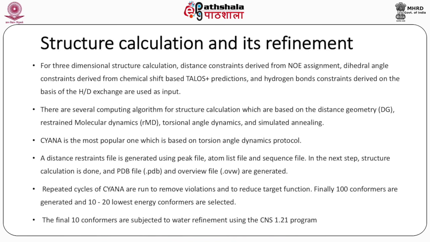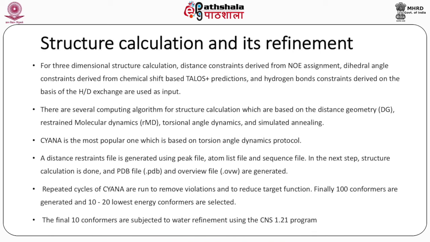A distance restraints file is generated using peak file, atom list file and sequence file. In the next step, structural calculation is done and PDB file .pdb and overview file .ovw are generated. Repeated cycles of CYANA are run to remove violations and to reduce target function. Finally, 100 conformers are generated and 10 to 20 lowest energy conformers are selected.